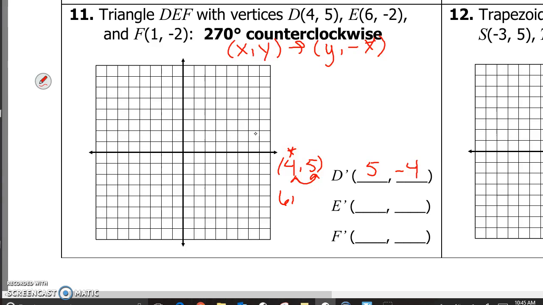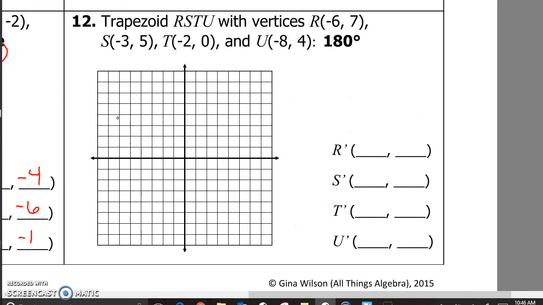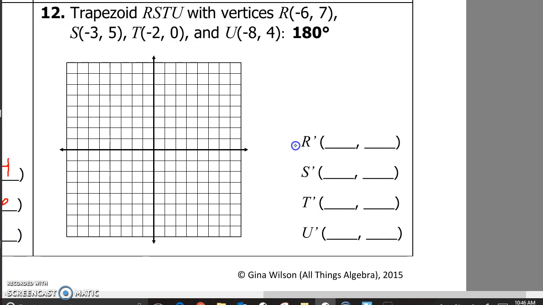For E, we've got 6, negative 2. Switch them. This x value becomes the opposite. So negative 2, negative 6. And F, we've got 1, negative 2. Switch. Opposite. Negative 2, negative 1. Those will be the points of your new image. You need to draw both of them, the original image, so the pre-image, and the image.